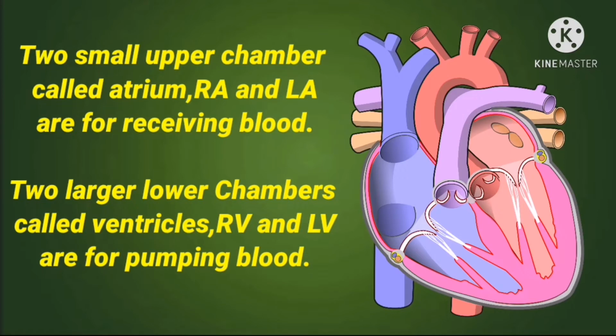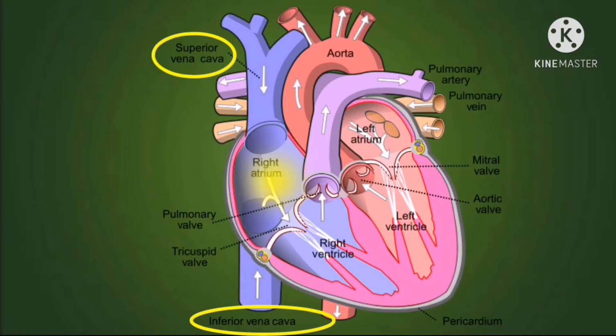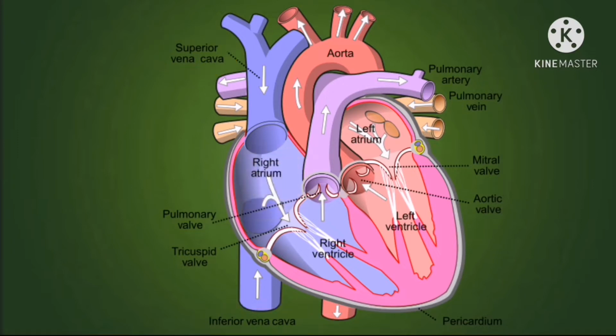The small upper chambers, right atrium and left atrium, are for receiving blood, and the lower larger chambers, right ventricle and left ventricle, are for pumping blood. Right atrium associated with superior and inferior vena cava, through which deoxygenated blood is received by the right atrium. Right ventricle associated with pulmonary artery. Right ventricle pumping deoxygenated blood to the lungs through pulmonary artery.